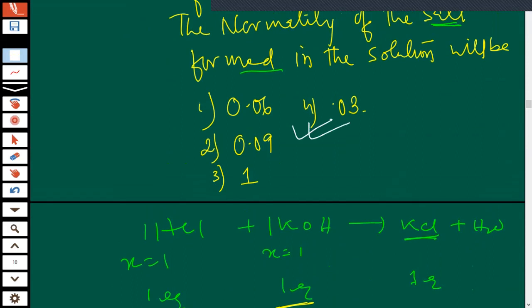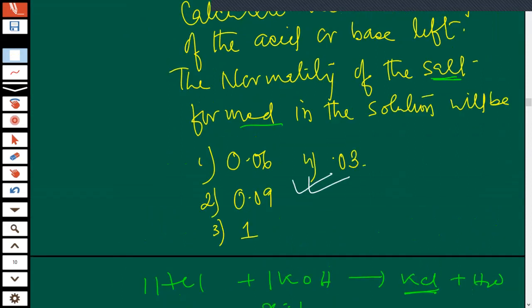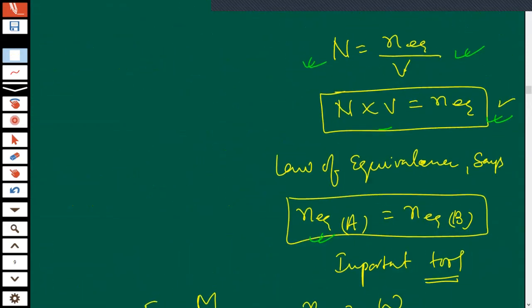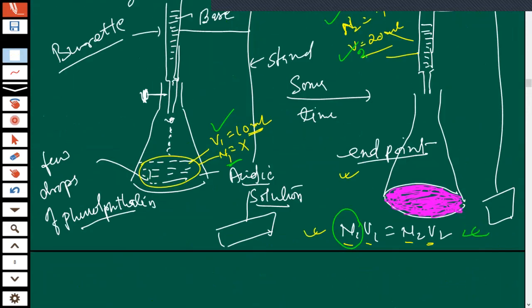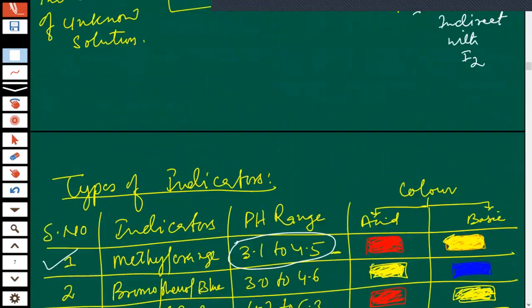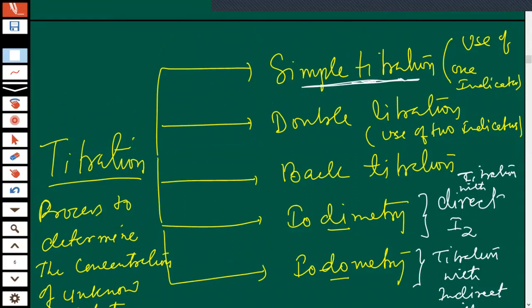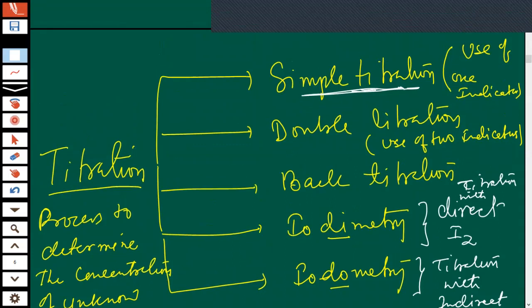Okay. In this way, we have to use it. And please join in the study hour. There we will discuss the remaining titrations also. For every titration, the same type of equation will be used.